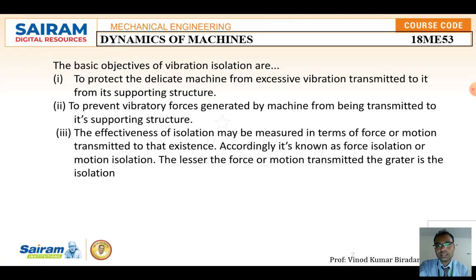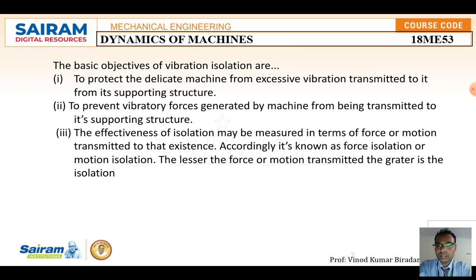The main objective of vibration isolation is to protect the delicate machine from the excessive vibration transmitted to it from its surrounding structure. That means if a machine component is fixed on the ground level, there is a chance of transferring the vibration from the machine component to the ground level. But if you use vibration isolation on the machine component, you are going to reduce the maximum level of vibration produced in the machine component. That is the main use of vibration isolation.